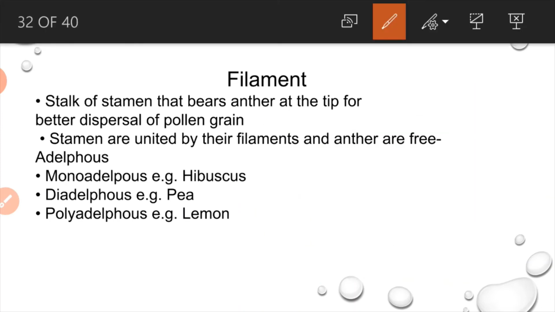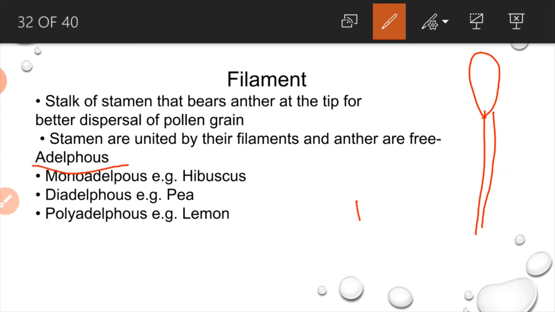So here we will study the filament. It is a stalk of the stamen that bears the anther at the tip, and it helps to lift the anther for pollination. Stamens are united by their filaments and the anthers are free, then the condition is known as adelphous.